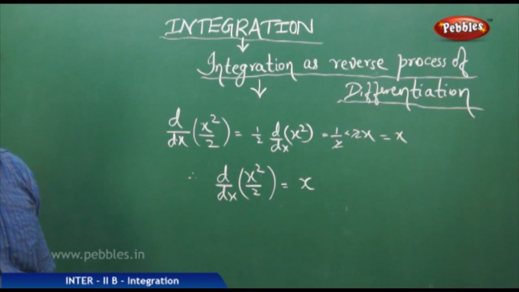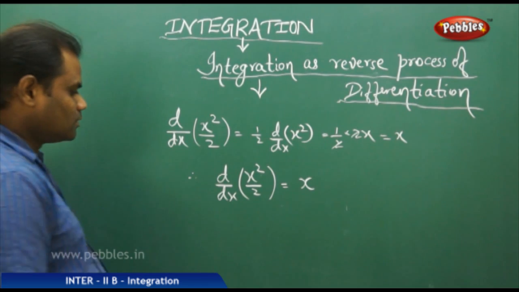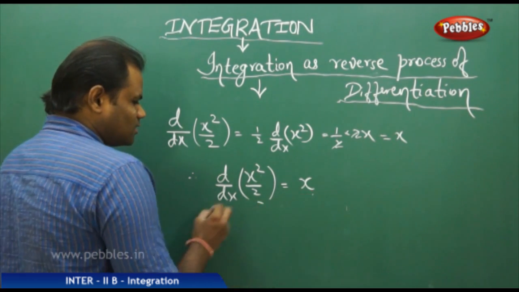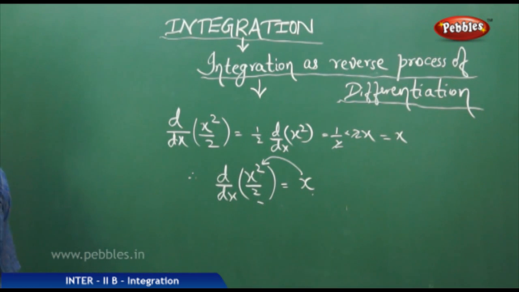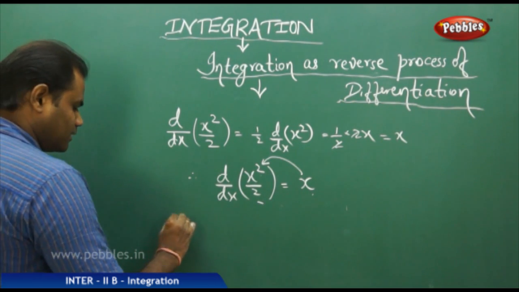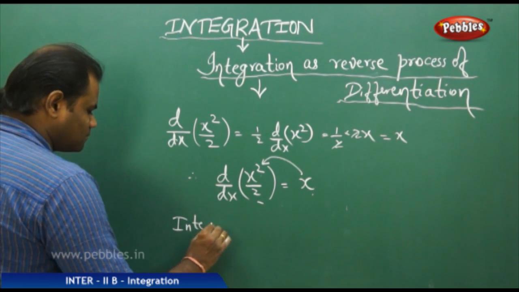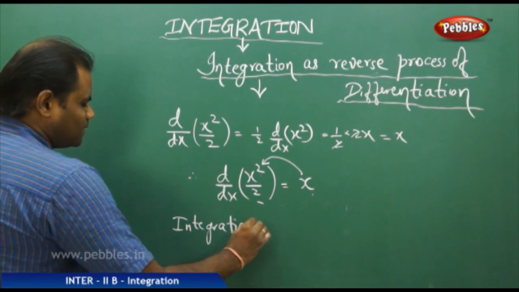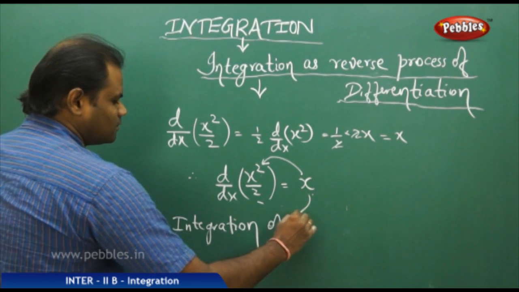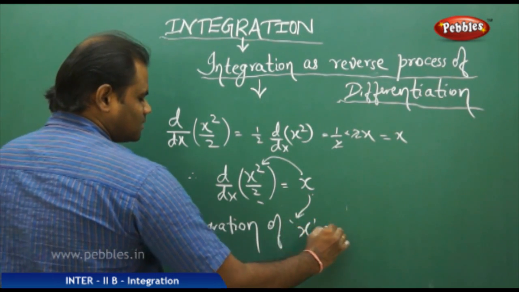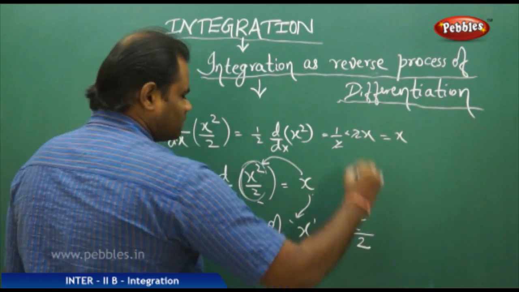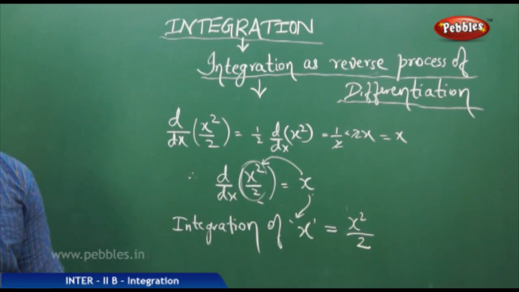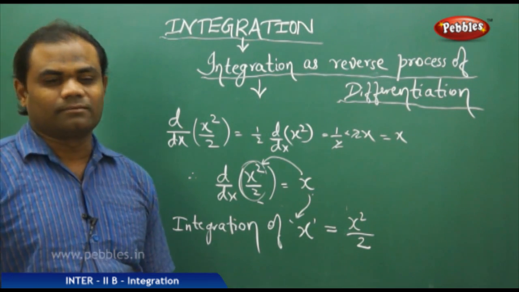Now, what do we understand with integration as the reverse process of differentiation? So differentiation of this function is this, so integration of this function would be this. That is, if I take the integration of this function x, it is nothing but x squared by 2. This is how we understand the reverse process.